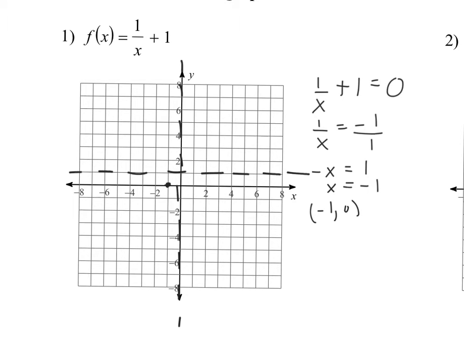But for now, your vertical asymptote is whatever makes the denominator 0, and your horizontal asymptote normally would just be the y-axis, but this shifts it up. So this becomes the new thing right here.